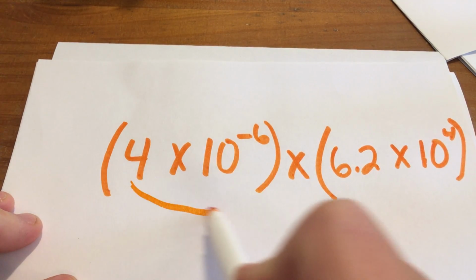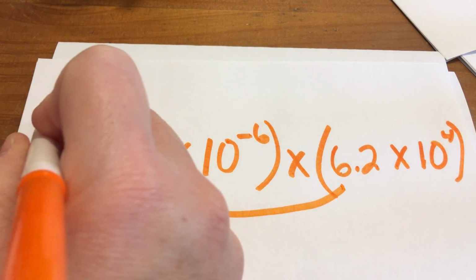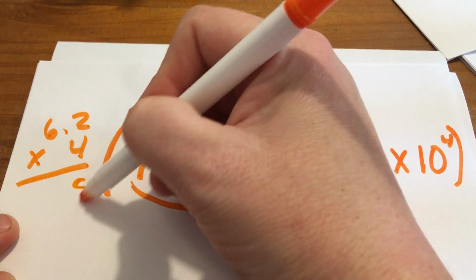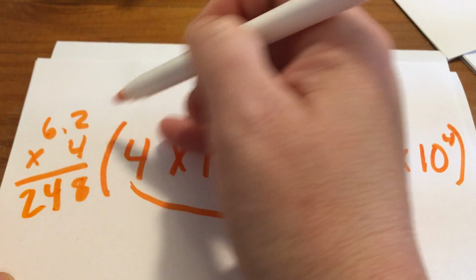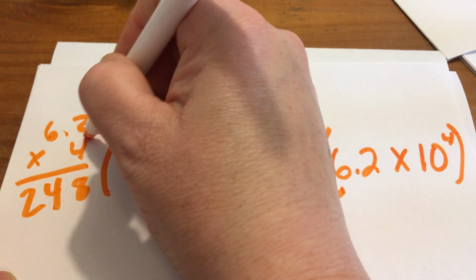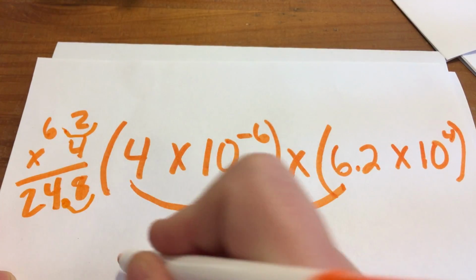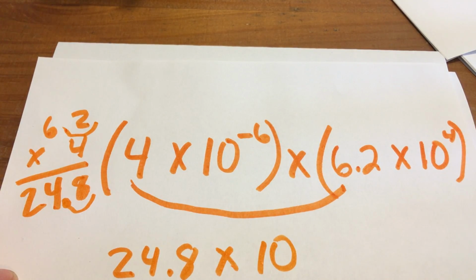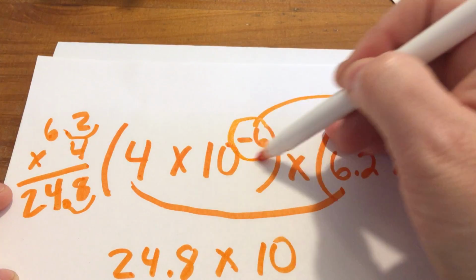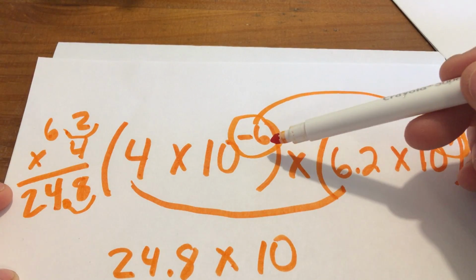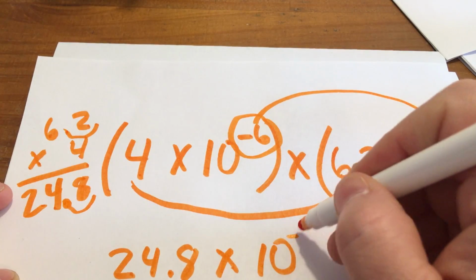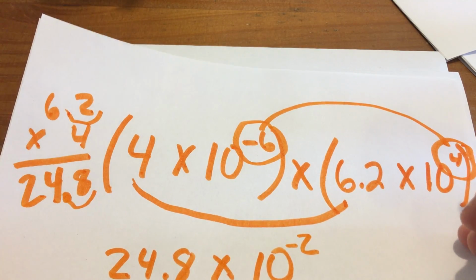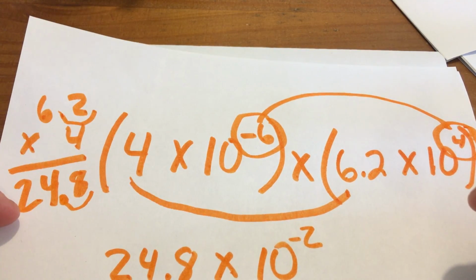You multiply the whole numbers. 4 times 6.2. We're going to have to do that math. 6.2 times 4. 4 times 2 is 8. 4 times 6 is 24. Count your decimals. 1, 1. So we have 24.8 times 10. Now we do our exponents. Negative 6 plus 4. You're negative 6 in the hole. You pay $4 off. You still owe $2. Okay? All right. So just remember to break it into its steps. Good luck. Bye.